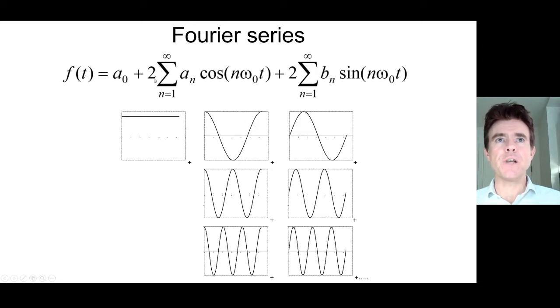You'll notice I've got a factor of 2 in the front of these two summations, and that'll become clear as to why that is as we go on in this video. So the focus then will be, how do we find a0, how do we find all the an's, and how do we find the bn terms for the sines, the coefficients rather.